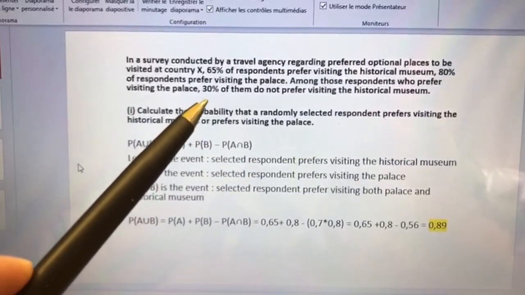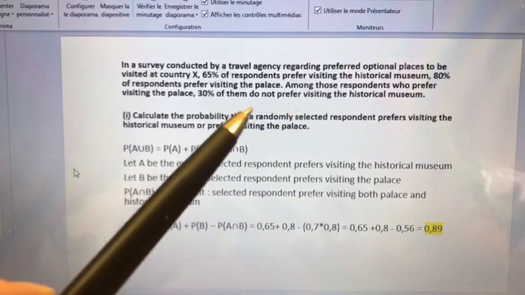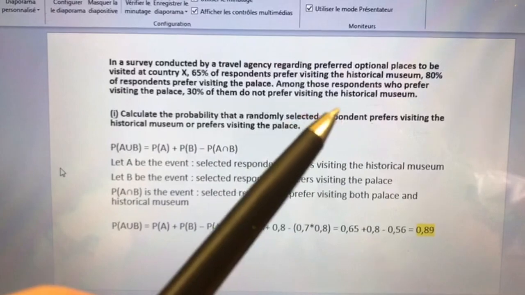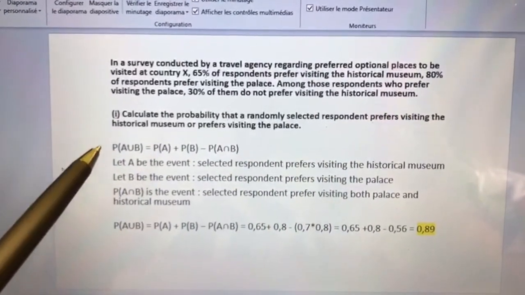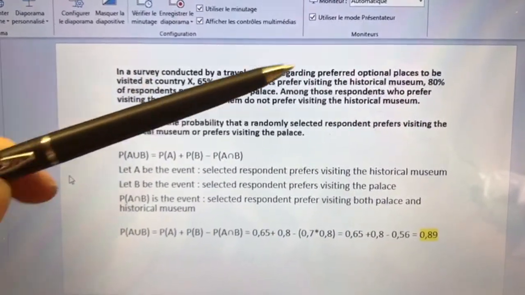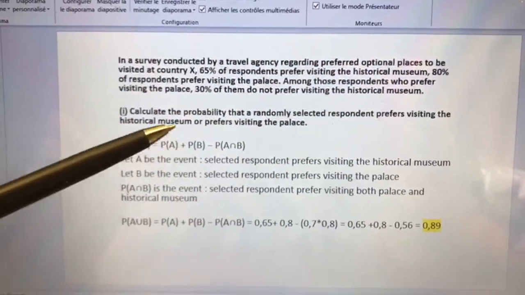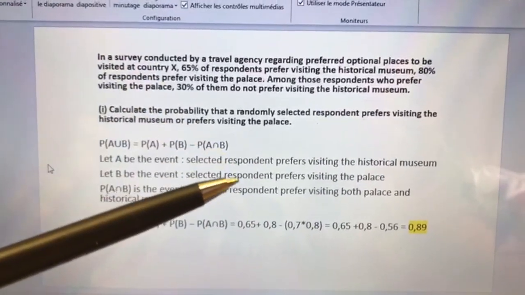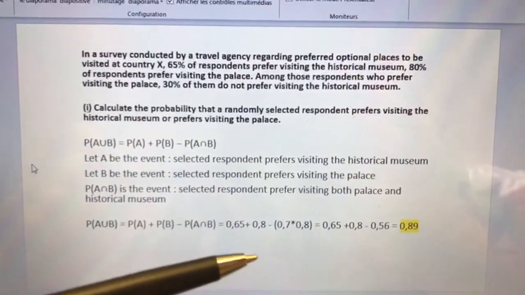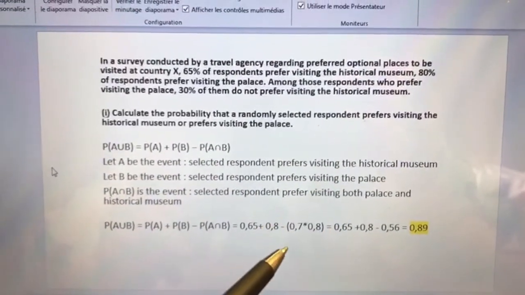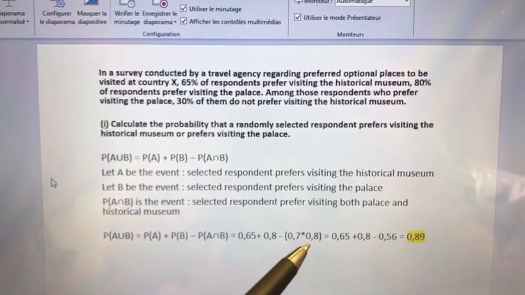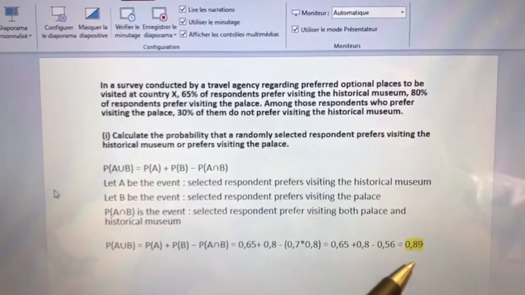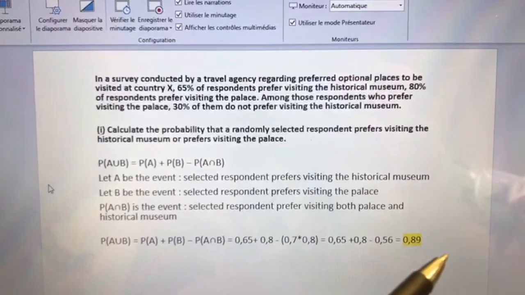We know that 30% of the 80% who prefer visiting the palace don't want to visit the historical museum. So this means that 70% of the 80% prefer to visit both the palace and the historical museum. That's why we need to subtract them. Over there we make 0.7 times 0.8, and the final result of the probability is 0.89.